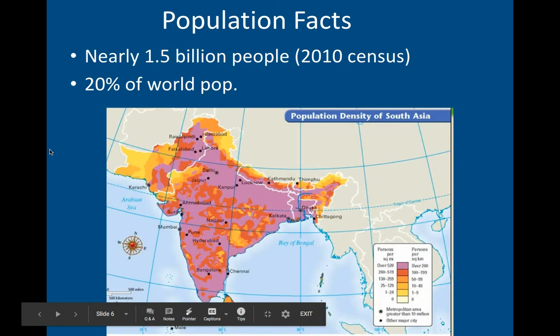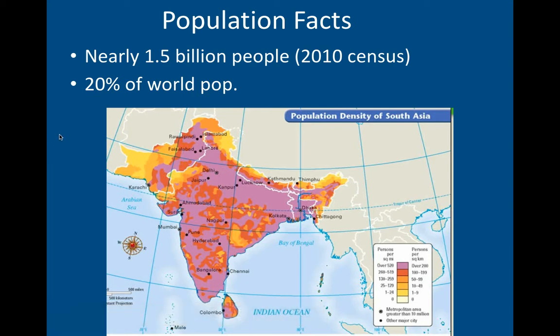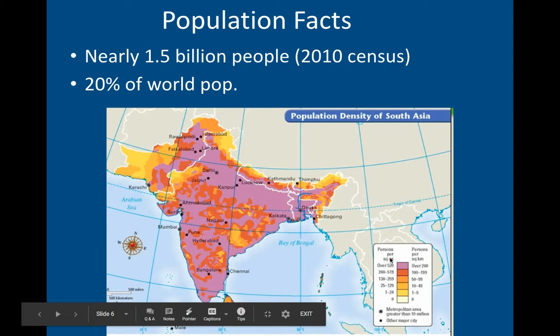Okay, you can see population facts: 1.5 billion people in India, the largest country in the world. 20% of the world's population live inside this region, a lot of them being in India. Shout out, India has a lot of people. You can see here, a lot of this region has over 520 people per square mile.